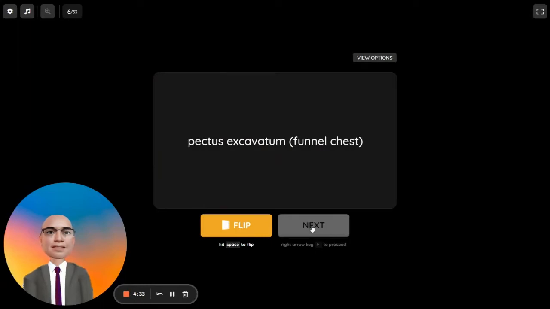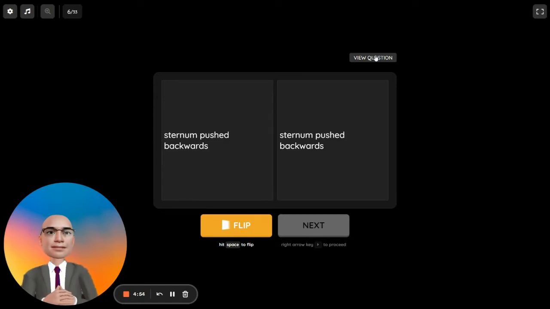Pectus excavatum, funnel chest and pectus carinatum, it is also called as pigeon chest. Unfortunately, this was a typographical error in the quiz. Both the options were shown as the same answer, sternum pushed backwards. And again, the next option was sternum pushed backwards. I'm really sorry for this typographical error. The answer is sternum pushed backwards.